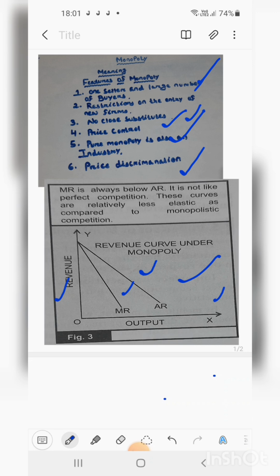So this is a very small concept about monopoly and features of monopoly. Thanks for watching.